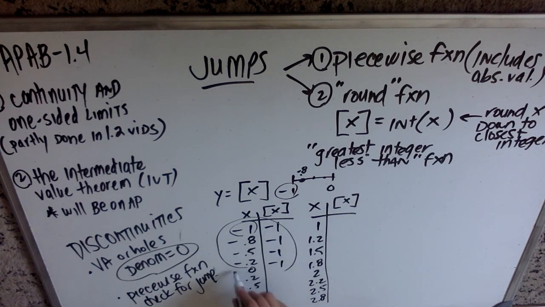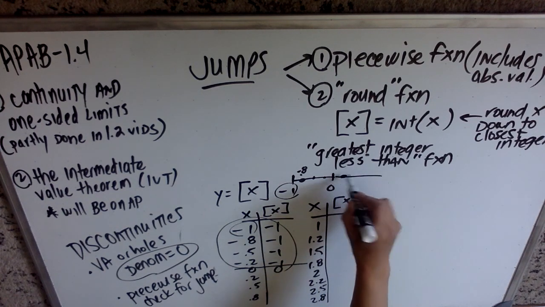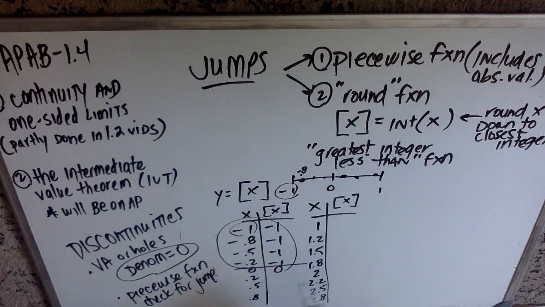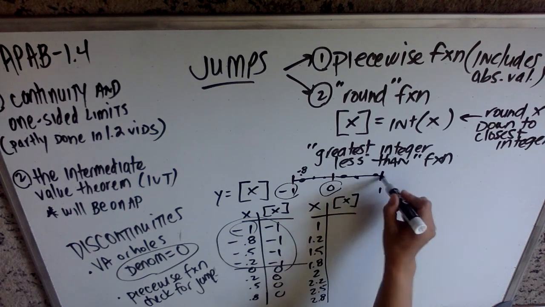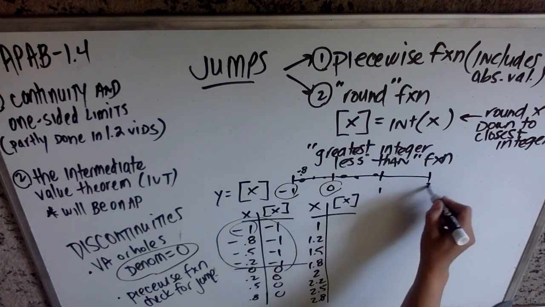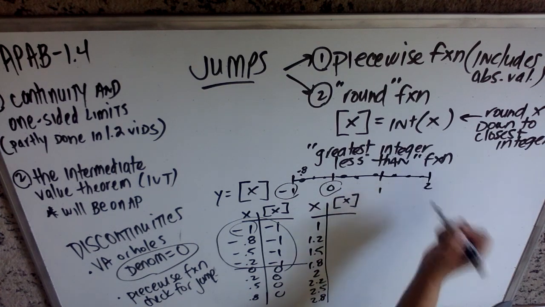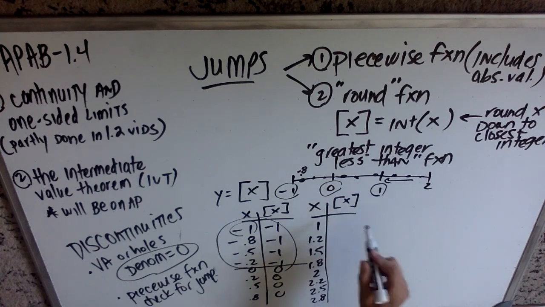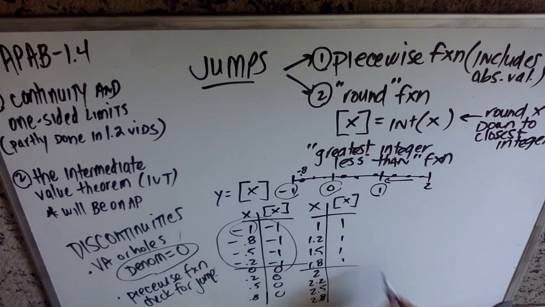Once I get to 0, though, 0 is an integer, so 0 will round down to itself. But then if you look at the numbers 0.2, 0.5, and 0.8, these guys are all going to round down to 0, right? If you then look at the numbers from 1 to 2, here's 1.2, 1.5, 1.8, all of them are going to round down to 1. So all of these numbers are a 1. And all of these numbers are going to be a 2, and then the second we get to 3, we're going to jump to 3.